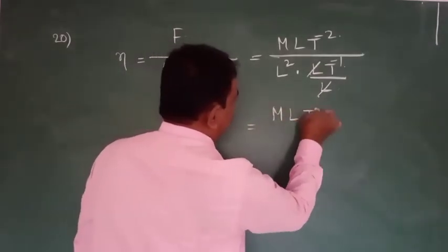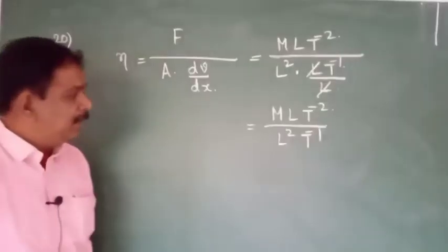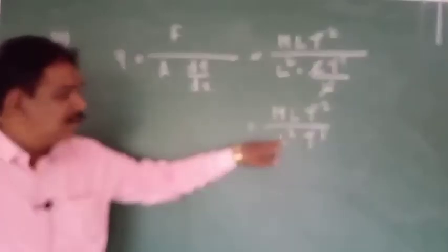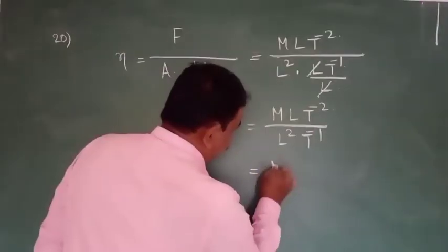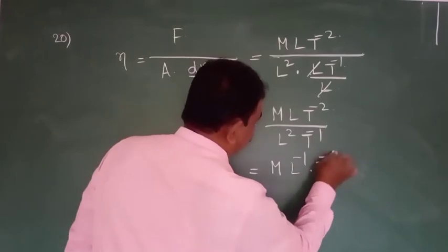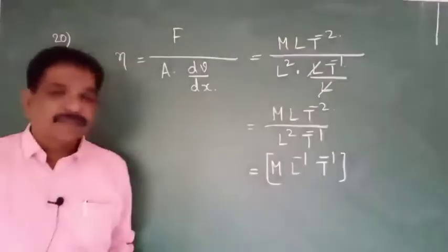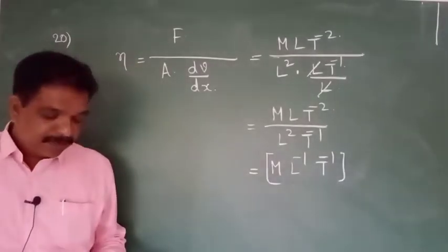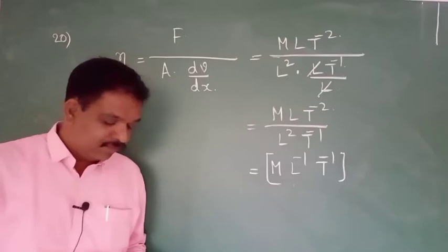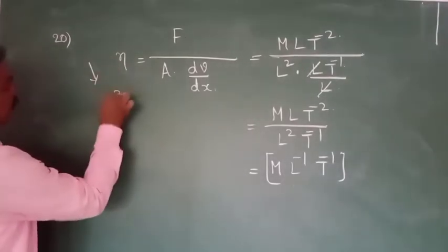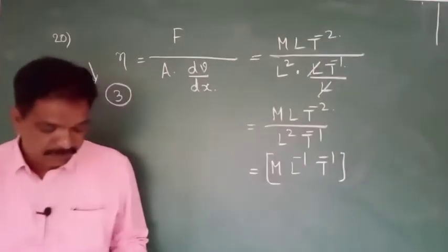See, MLT power minus 2 by L square T power minus 1. Here the power minus 2 will come; 1 minus 2 means minus 1. So it becomes ML power minus 1 T power minus 1. So ML power minus 1 T power minus 1, that is the dimensional formula for coefficient of viscosity. So question 20, it will be the third option. Okay. Next, 21 you see.